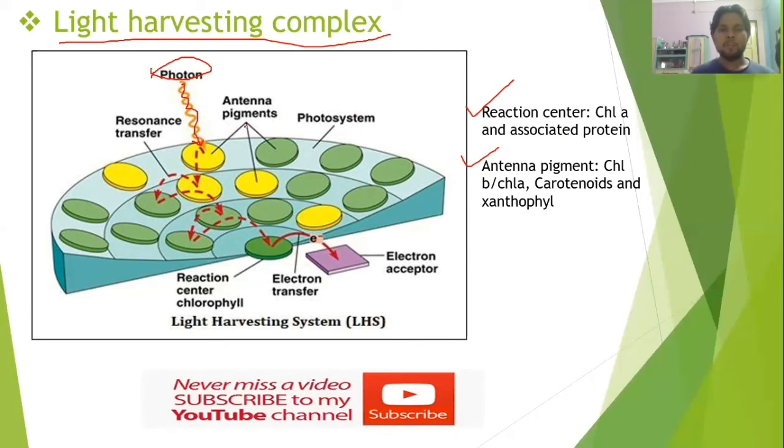Antenna pigments actually consist of chlorophyll B, and sometimes chlorophyll A is also present, but mainly chlorophyll B. If chlorophyll A is not present, it doesn't matter. Chlorophyll B, carotenoids and xanthophyll are also photoreceptors present in the antenna pigment. About carotenoids and xanthophyll, I will upload one more video about the photoreceptors. So antenna pigment consists of chlorophyll B or chlorophyll A, carotenoids and xanthophyll.